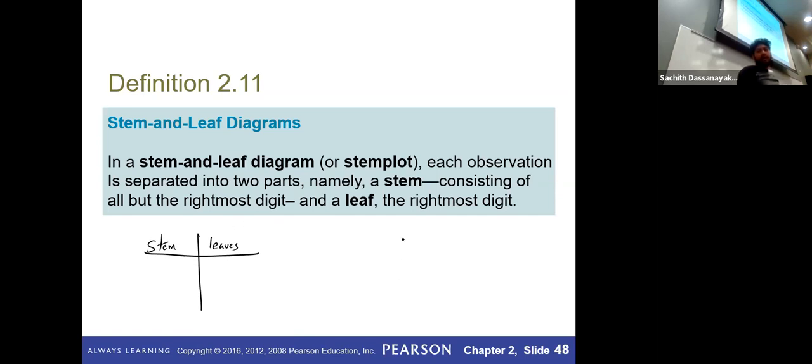So if you have a number, it doesn't matter, the rightmost digit goes to the leaf side, the right hand side. Only one digit, the last digit, the rightmost digit. The rest of them, except the rightmost digit, whatever you have, you put into the stem column.